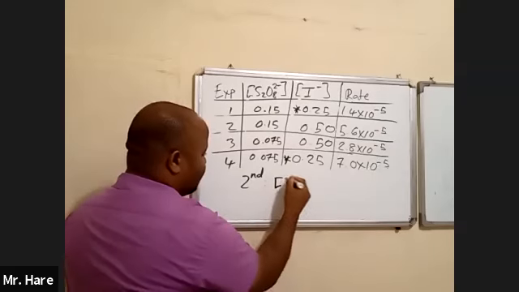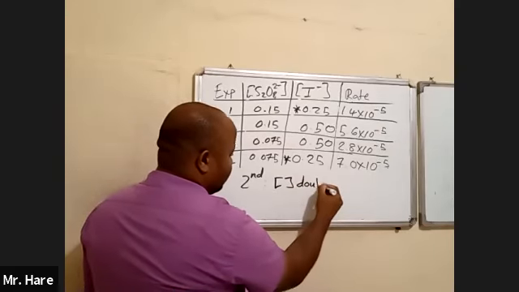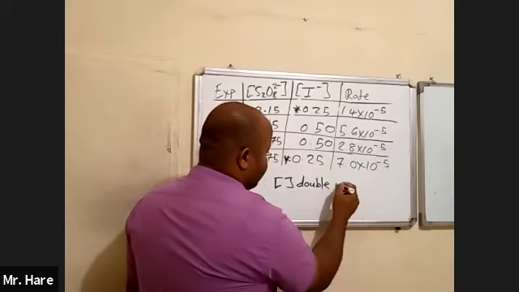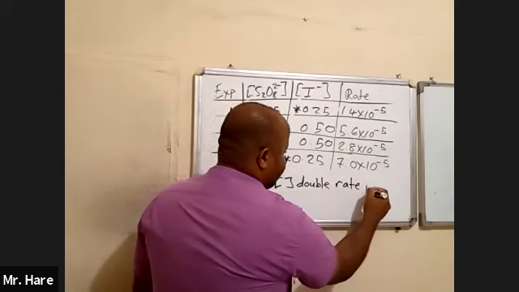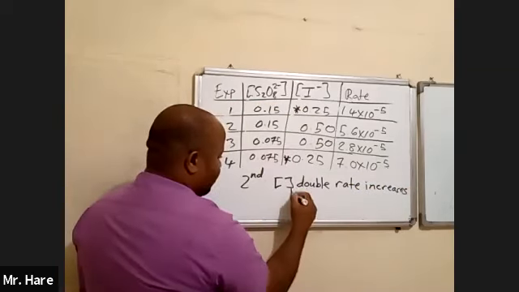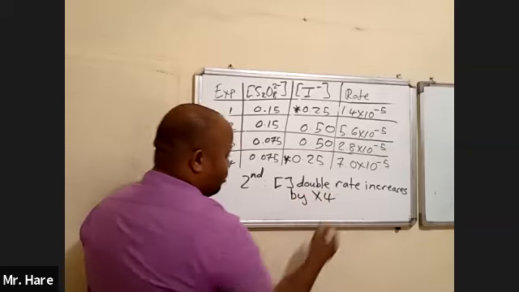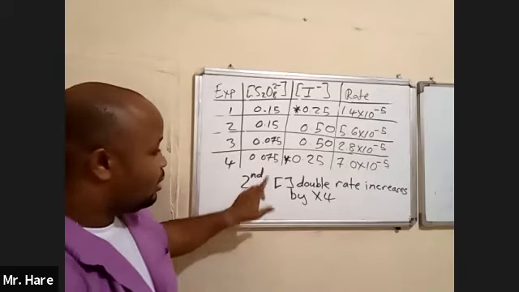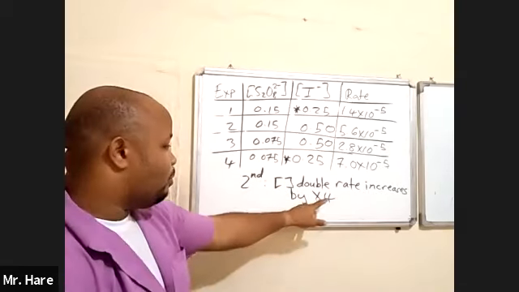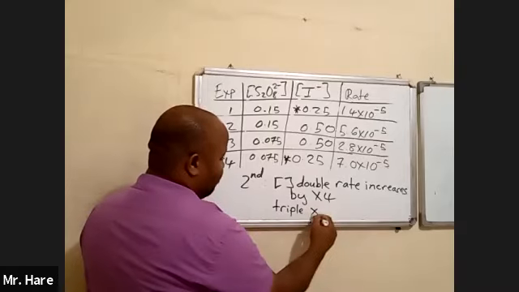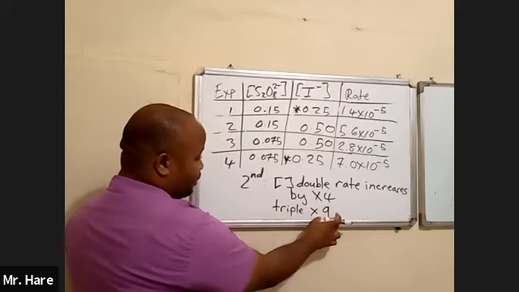If the concentration doubles, when you double the concentration, the rate increases by a factor of 4. It goes up 4 times. So for second order, if you double the concentration, the rate goes up 4 times. If you triple the concentration, it goes up by a factor of 9.